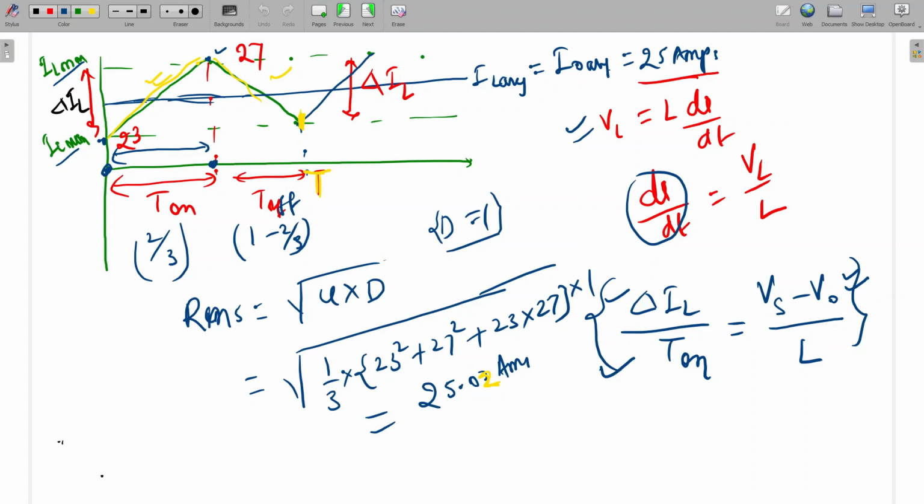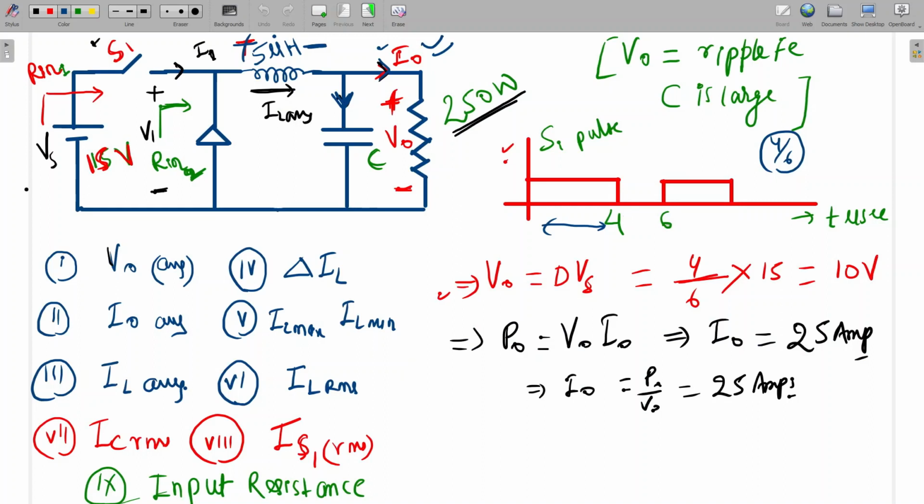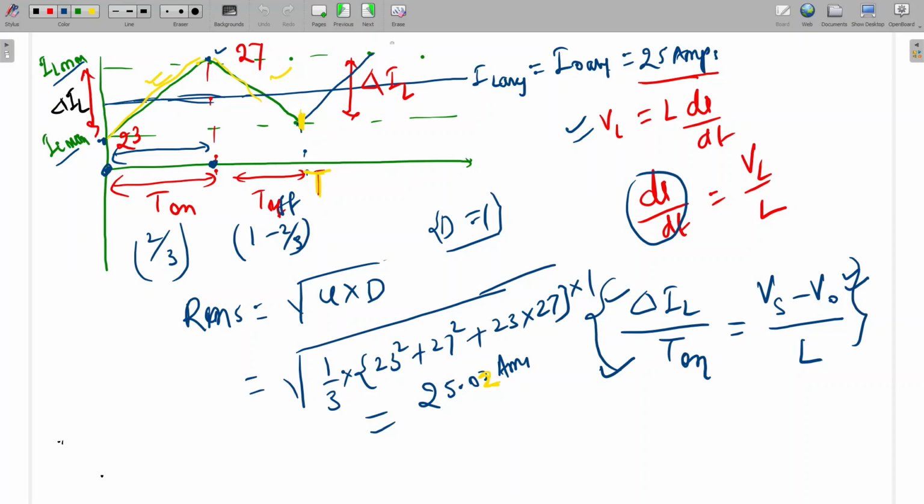In the question, the switch is on for 4 microseconds. Yes, it is on for 4 microseconds and off for the remaining duration. One cycle is 6 microseconds. From here to here is 6, from here to here is 4. So it is off for 2 microseconds. Okay. So this will be 25.02.